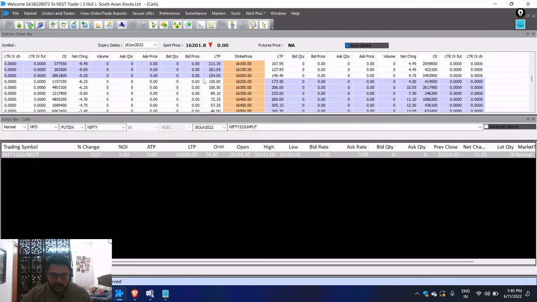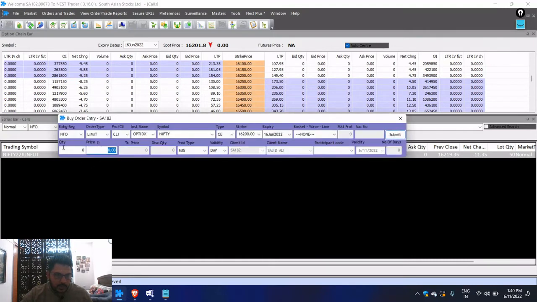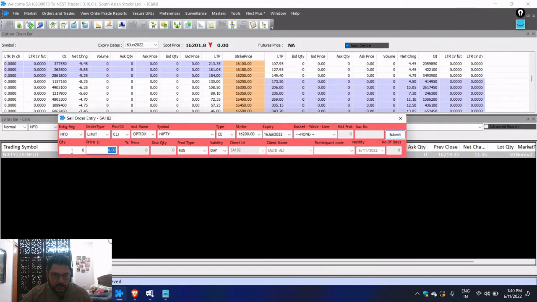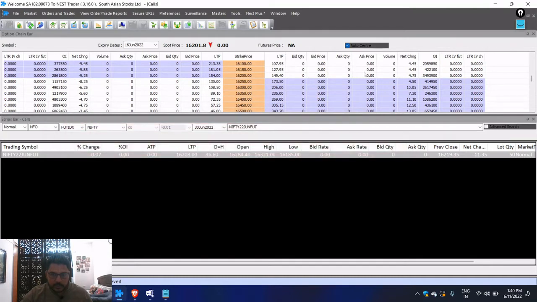If you want to buy something, go to the ask price and click on this. Automatically the buy window will come. You change the quantity and enter. If you want to sell something, go to the bid price and click on this. Automatically this will pop up. Change the quantity, check these things, MIS, day, and submit. Similarly for puts also, ask price is for buy and bid price is for sell. This way it becomes very easy for you to track the option chain and quickly take your decisions basis this. You don't have to shuffle between multiple screens. You can do it on one screen itself.